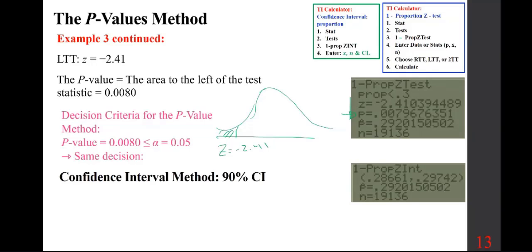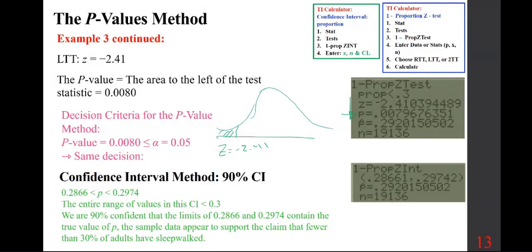So you reject H0. P is between 0.2866 and 0.297 if you use the technology. The entire range of values in this confidence interval is less than 0.3. So you're 90% confident that the limits of 0.2866 and 0.2974 contain the true value of P. The sample data appear to support the claim that fewer than 30% of adults have sleepwalked.